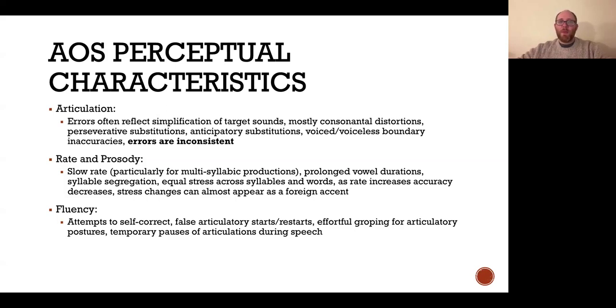That is another very important perceptual feature of apraxia. Someone with a dysarthria, their errors are usually very consistent. If you think back to an articulation where you're looking at place, manner, voicing, they might not be able to produce voiceless fricatives very well.